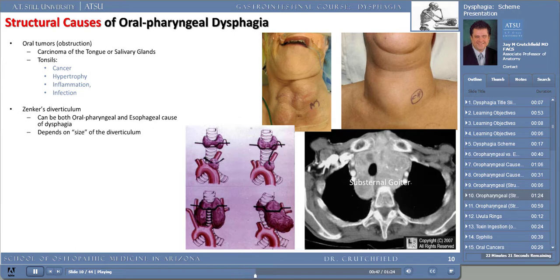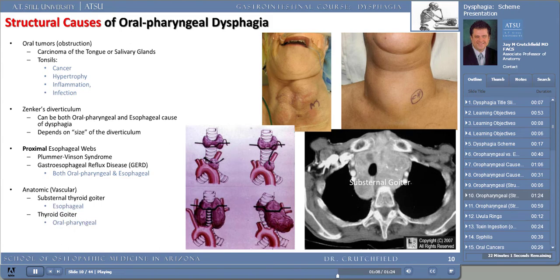Of course, proximal esophageal webs and Plummer-Vinson syndrome, and even severe gastroesophageal reflux disease, especially when the patient's asleep at night and the stomach acid can actually bubble up high into the oropharynx, is also a cause of oropharyngeal dysphagia. More rare anatomic disorders such as a substernal thyroid goiter can cause esophageal dysphagia, and the patient can localize this well. A thyroid goiter can cause oropharyngeal symptoms too. These are all examples of structural causes of oropharyngeal dysphagia.